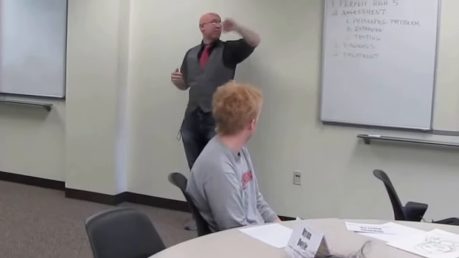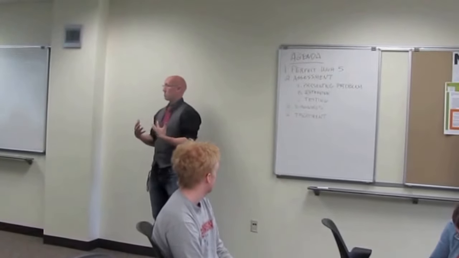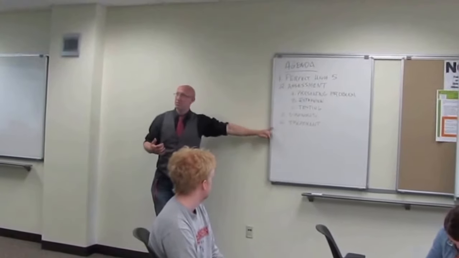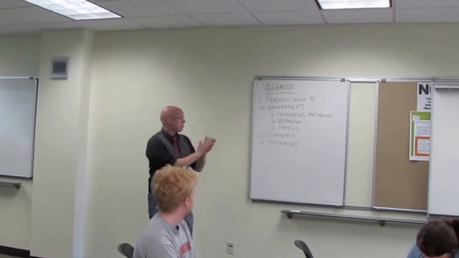We'll start out learning how to do the perfect high five. We'll cover assessment and look at the different components of that, which we look at when we look at abnormal psychology. That helps us come to a diagnosis. And then if we have time, we'll talk a little bit about treatment. The first, perfect high five.